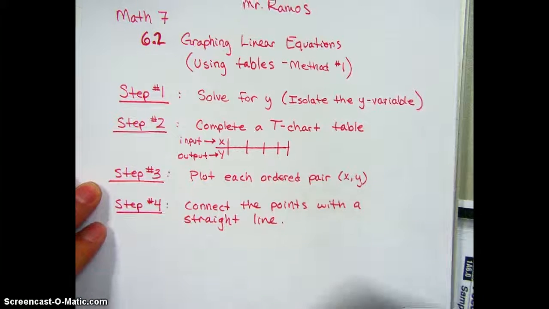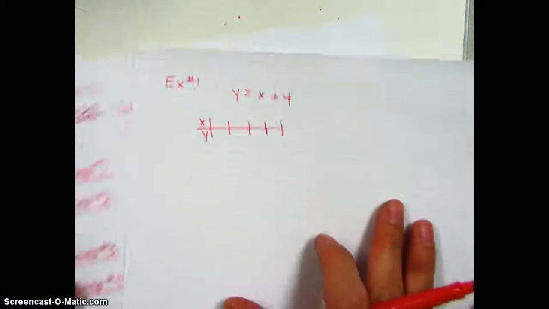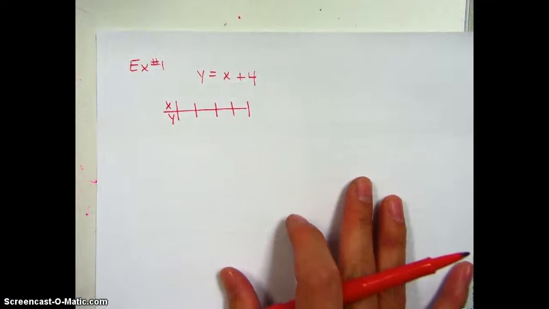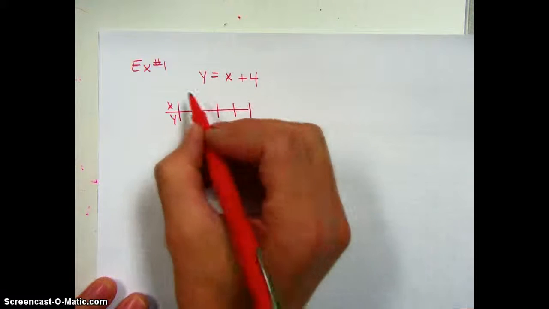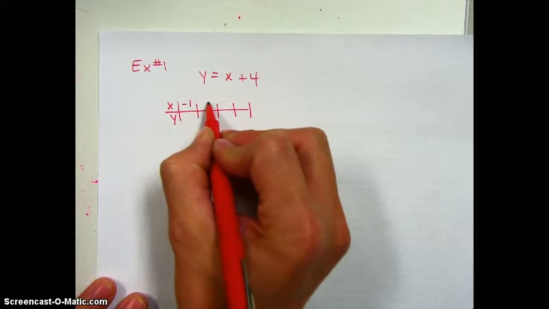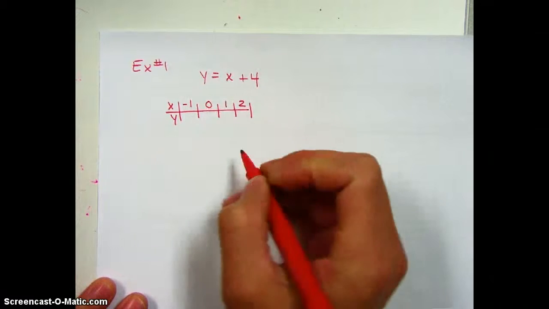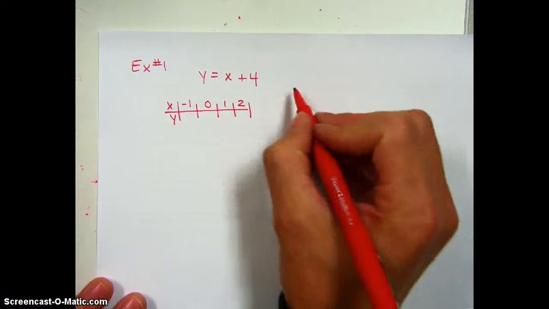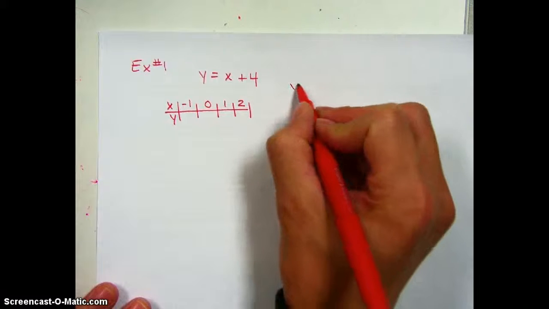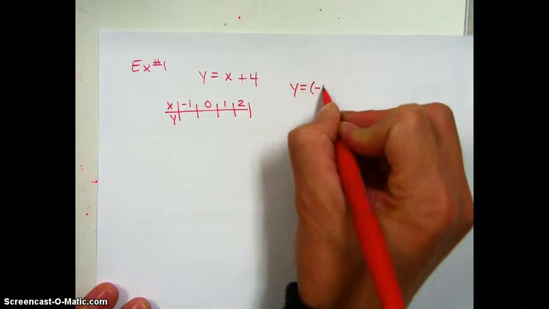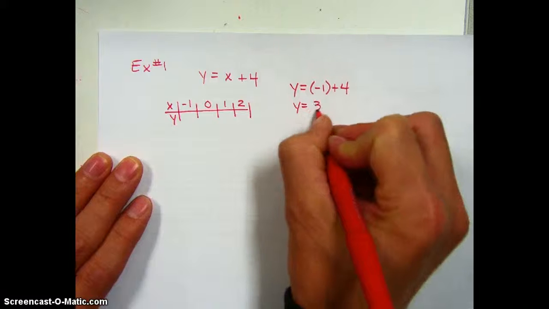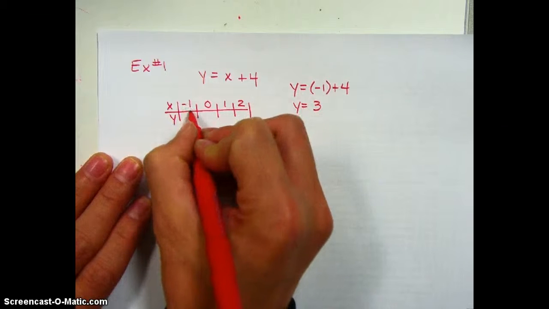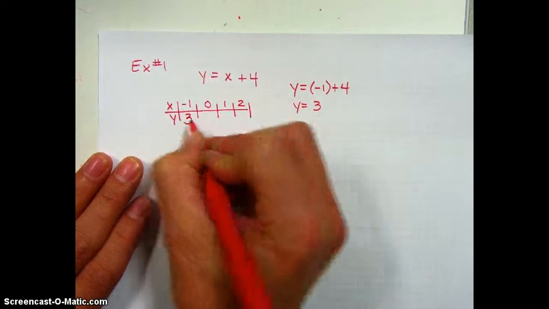So let's take a look at an example here. Okay, here's my first example. y equals x plus 4, so I'm going to use some values. I'll just use -1, 0, 1, and 2. And so one at a time, I'm going to input these values. I'm going to say that the answer y is equal to -1 plus 4, which in this case, y is equal to 3. So when I type in -1, I'm going to get a 3.